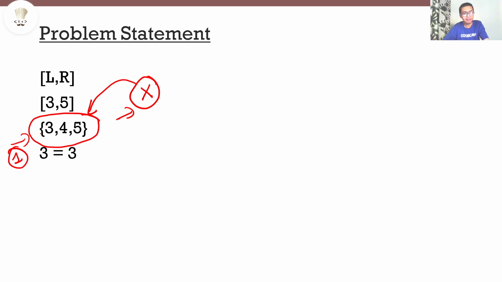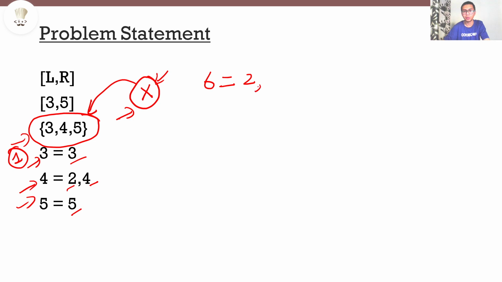So for 3, we have just a single factor other than 1, which is 3 itself. For 4, we have two factors, 2 and 4. And similarly, for 5, we have just a single factor, which is 5 itself. Now I have to choose a number X such that it doesn't have any common factor with any of these numbers. So let's say I chose 6, and for 6, I know we have three factors, which are 2, 3, and 6.